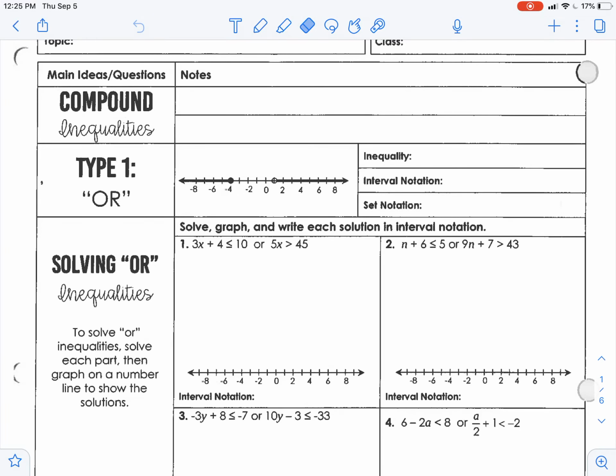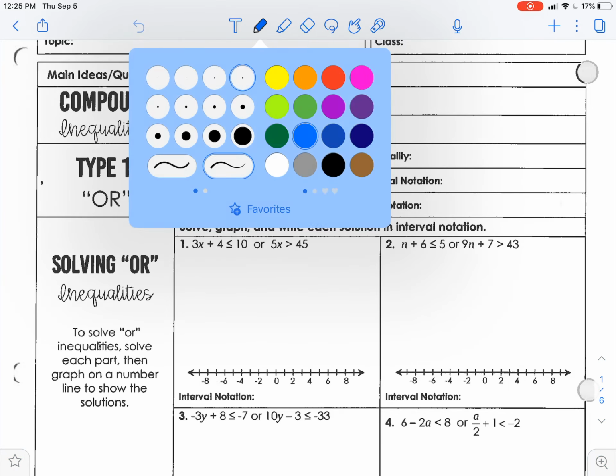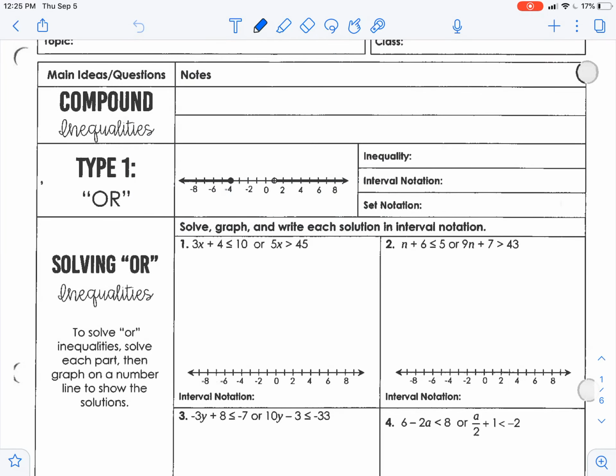Okay, so on today's notes, we are going to talk about compound inequalities. So let's just talk about what is a compound inequality, and it's simply two or more inequalities graphed together on the same number line. So let's go ahead and write that down.